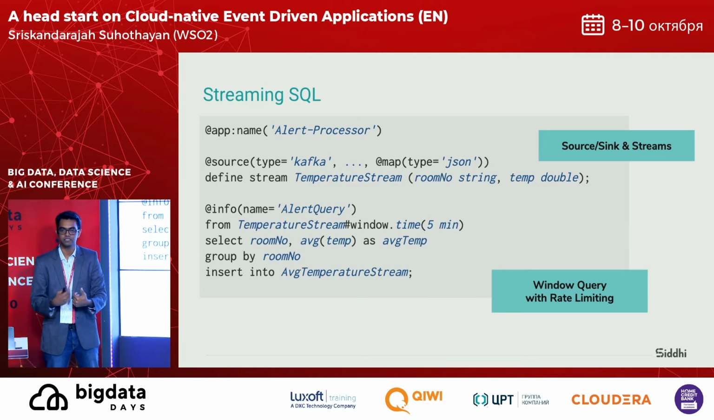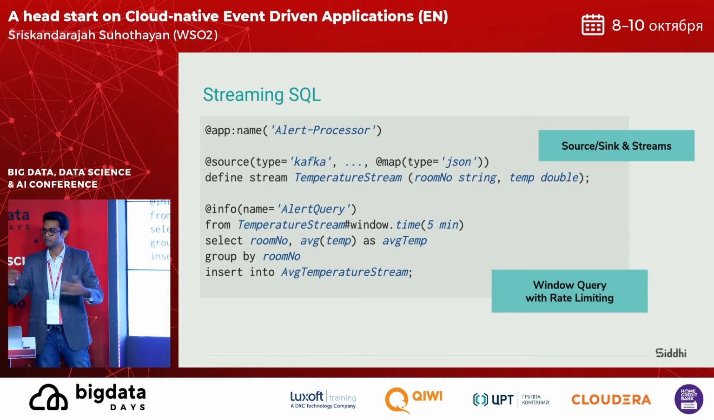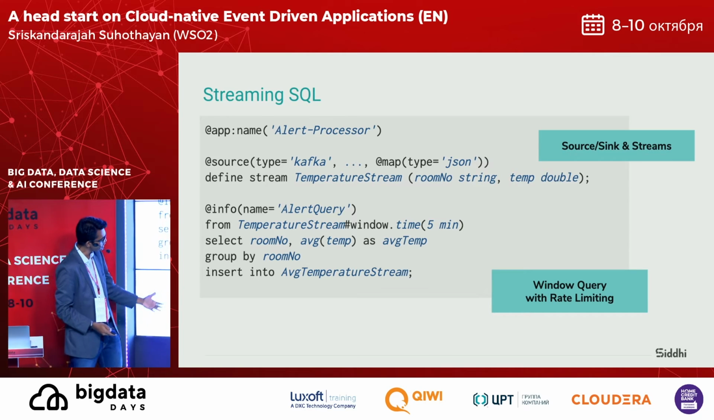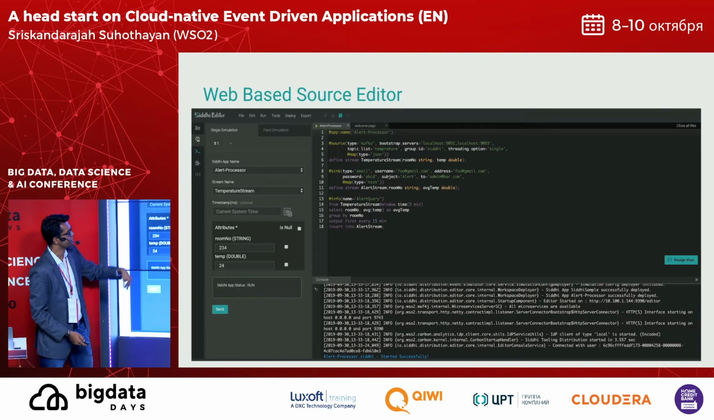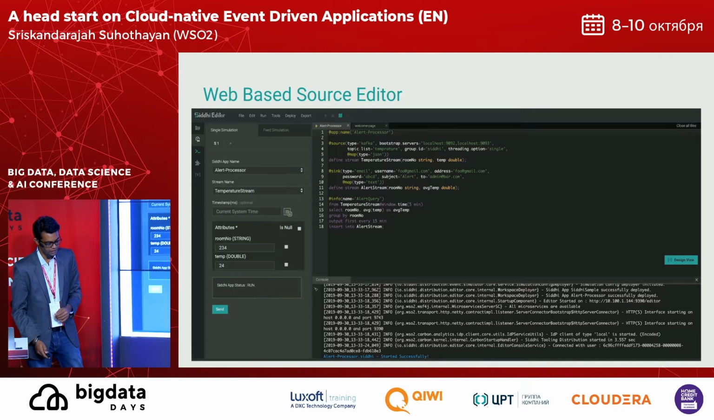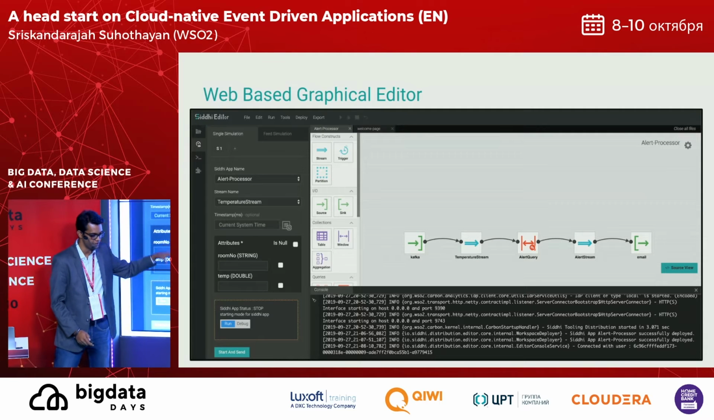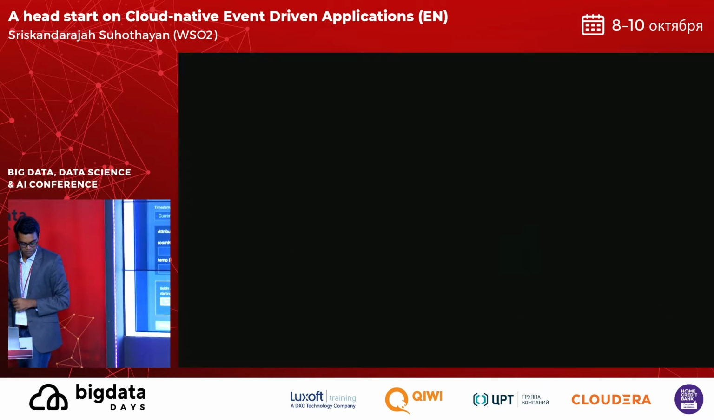So that average temperature stream will now have room number and average temperature. You can do further processing on that stream and keep on chaining that and do whatever you want, right? So this is the querying language. There's a graphical editor where you can type the queries and simulate some messages and stuff. So this is a web-based editor. And there is also a graphical drag and drop part of it that you can use to build this.